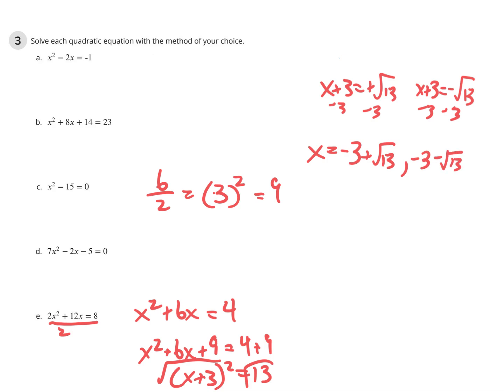Now, when we get to the next lesson, or when we get to the quadratic formula, you're going to see this. x is equal to negative 3 plus or minus the root of 13. This plus or minus means plus and minus. It's actually two numbers. It's condensed into one expression.